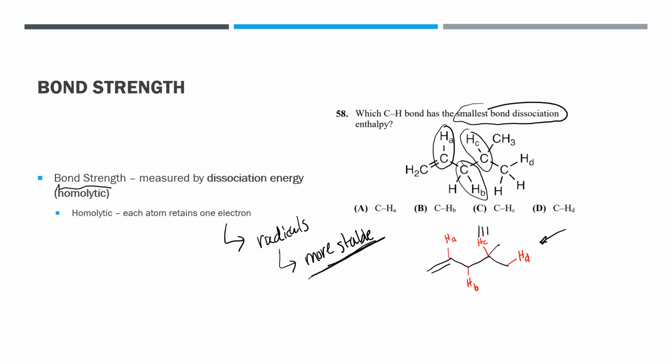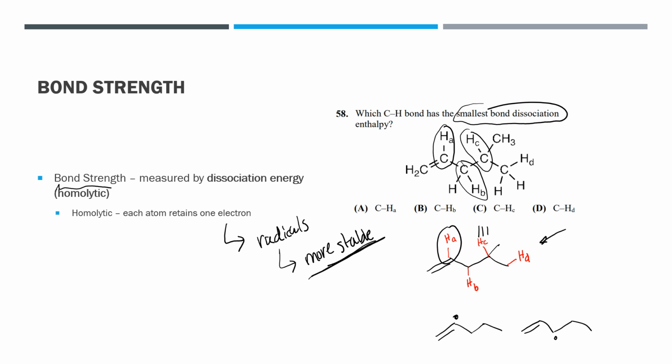Okay, so let's look at each of these. When I take this HA bond here and I dissociate it, I get a radical on the sp2 carbon, so it looks something like that with this radical there. If I take my HB, I get a radical here.